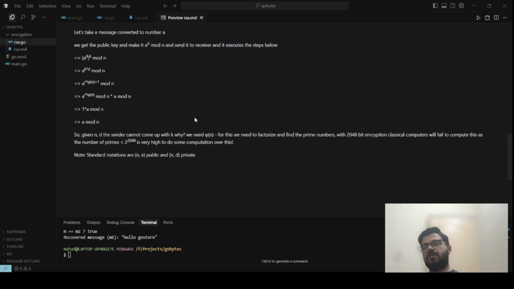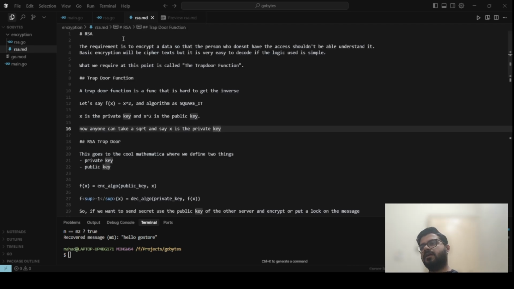Why is it not possible for someone else to snoop in and get our message? That's the reason. You have a 2048-bit encryption, you need to factorize, which is not possible with the current computation power, right? And n, e is public and n, d is private, so that is the standard notation.